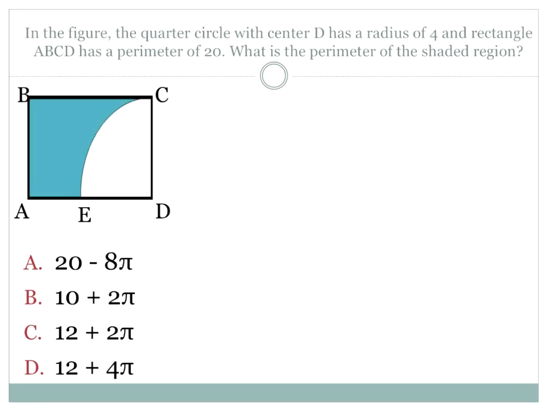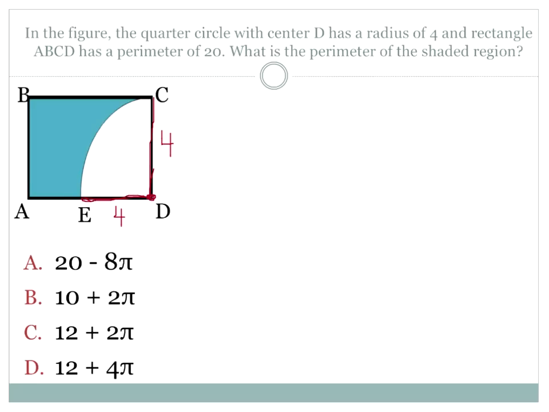Okay, now we're going to consider the same idea with squares and circles, but we're going to be looking at perimeter this time. It tells us in this figure, the quarter circle with center D, here's the center of this circle, has a radius of 4. So if it has a radius of 4, then we have this side 4. And this right here is also 4.